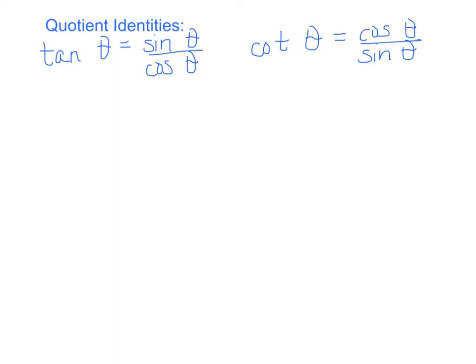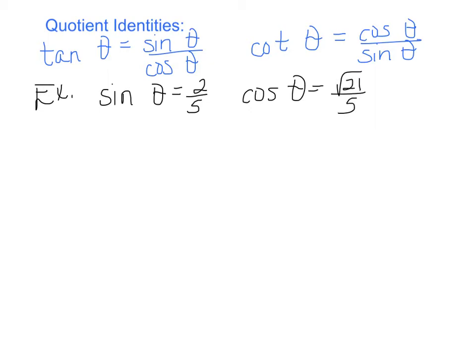And we're going to be using these identities a lot, so it's very good to know the difference. And quotient identities are good when you're trying to find the value of the 4 remaining trig functions. So if you know 2, you can find the other ones. For example, let's say they gave us that sine theta was 2/5 and cosine theta was the square root of 21 over 5. Well, we can use our identities to find the other 4 trig functions.